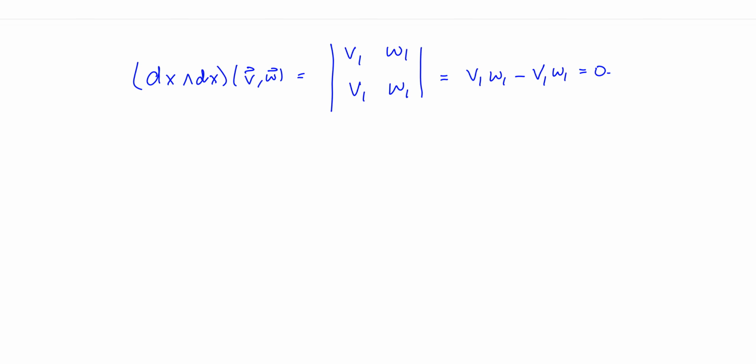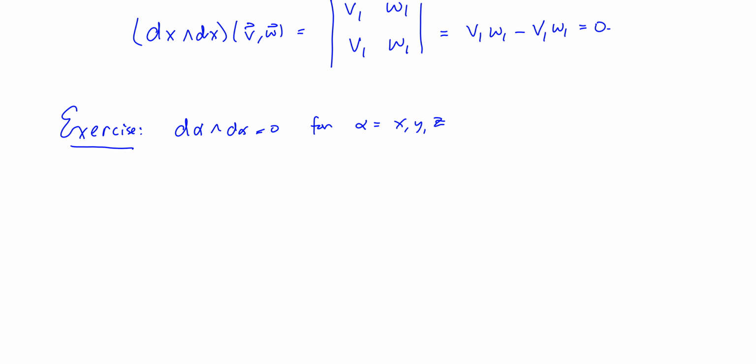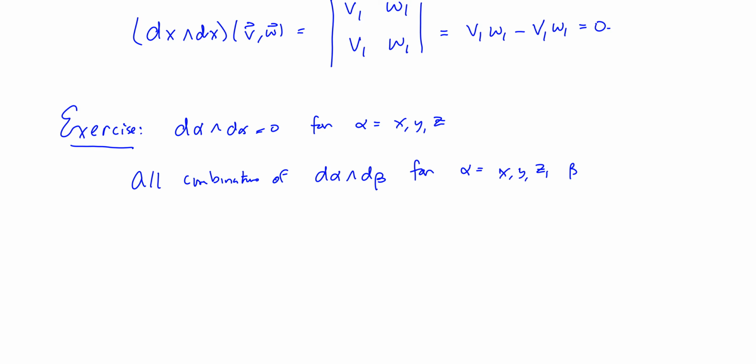So you should convince yourself, say as an exercise, that d alpha wedge d alpha is equal to 0 for, let's say, alpha can be x, y, or z. We just did the x version, but you can see it for y and z. And then all combinations of d alpha wedge d beta for alpha equal to x, y, or z, and beta equal to x, y, and z can be written as plus or minus of just 3 of them.